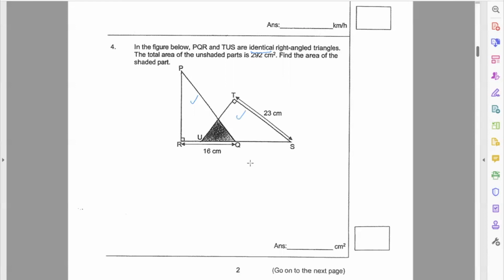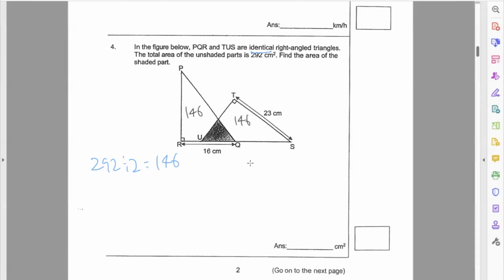The total area of the unshaded part is 292. So one of the unshaded parts will be 292 divided by 2. That will be 146. Let me indicate 146 in the diagram. So this is 146, and this will also be 146. All right, let's continue. Find the area of the shaded part.